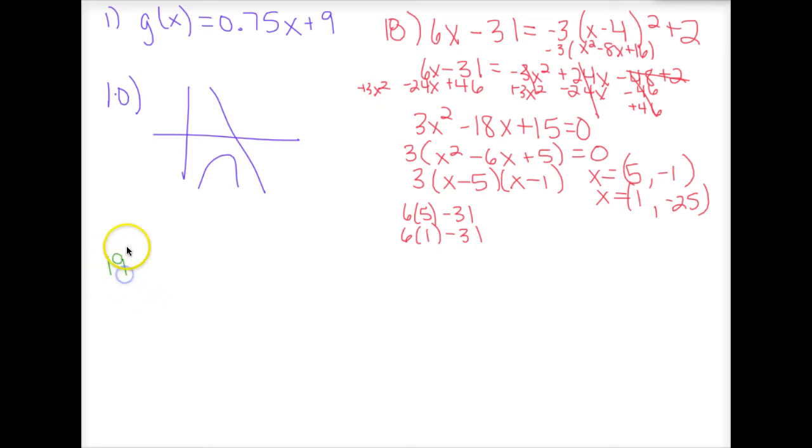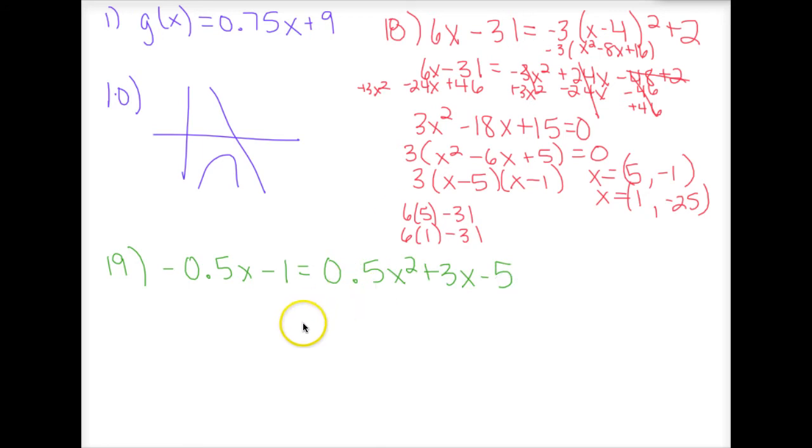For number 19, I'm not going to do the whole thing, but it had decimals in the original problem. Certainly you could solve this using the quadratic formula with your decimals, but if you look at the decimals they gave you, you should know what these are as fractions. This is negative 1/2 x. This is positive 1/2 x squared.